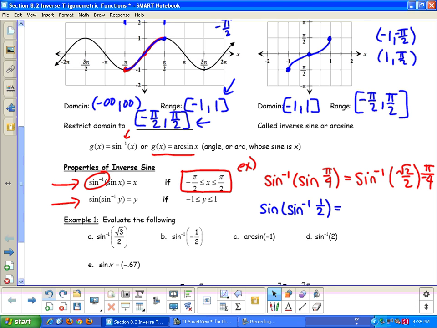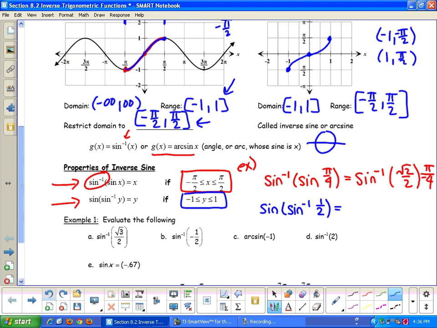Now if we look at the next one, we have the sine of the sine inverse of 1/2, and it says that these values have to be between -1 and 1. The reason is that I don't have values on my unit circle that are above 1 or below -1. So I can't find an angle for something that's above 1 or below -1 for the sine. Because of that, I only have values between -1 and 1 because of my unit circle. So if I have the sine inverse of 1/2, I have to think about what quadrant I'm in.